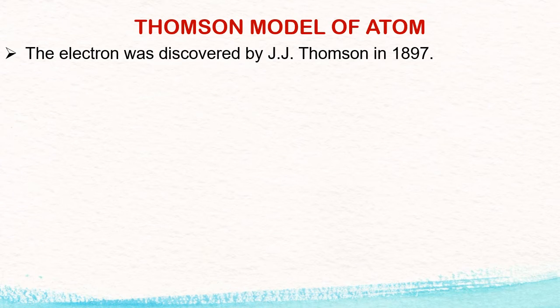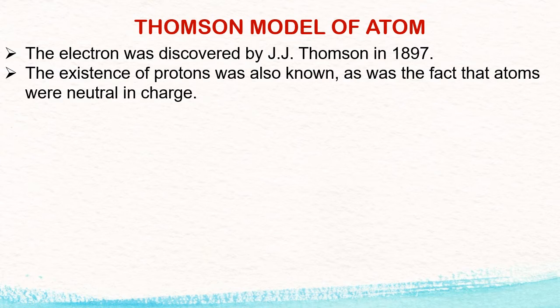First, Thomson model of atom. The electron was discovered by J.J. Thomson from the discharge tube experiment. The existence of protons was also known, as was the fact that atoms were neutral in charge. Because atoms are electrically neutral, people thought because electrons are there, there have to be protons. This I explained in my previous discussion.